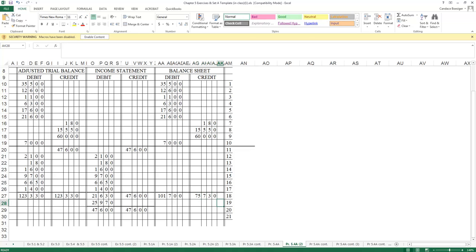But wait, these don't balance. Well, that's because this net income right here has to be brought over to right here also. Net income is reported on the income statement and on the balance sheet on the worksheet. So now we can do our totals. And look, everything balances. Let me get some total lines put in here.